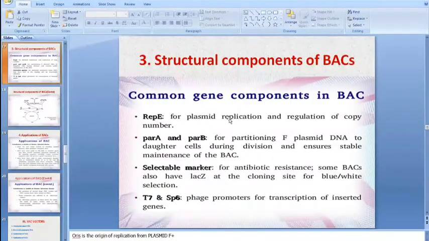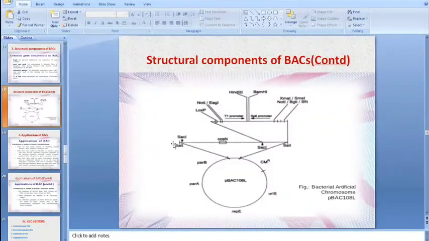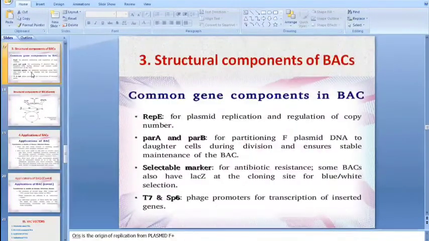It is plasmid replication and regulation of copy number. And there is another part, ParA and ParB. These are two parts meant for the division of a particular DNA, or plasmid DNA, into daughter cells. These ParA and ParB.